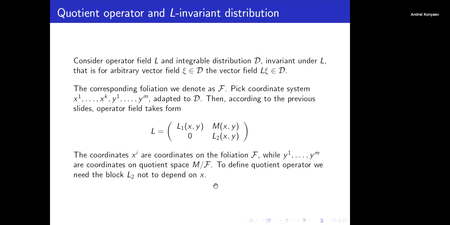To understand the problems we're dealing with, what we need to do is pick coordinates. We will use this many times. Adapted coordinate system. Adapted coordinate system means that we pick the coordinates such that our distribution, the one we call D, is spanned by the first coordinate vector fields. x1, ..., xk are the first coordinates, so partial x1, ..., partial xk will span the distribution.